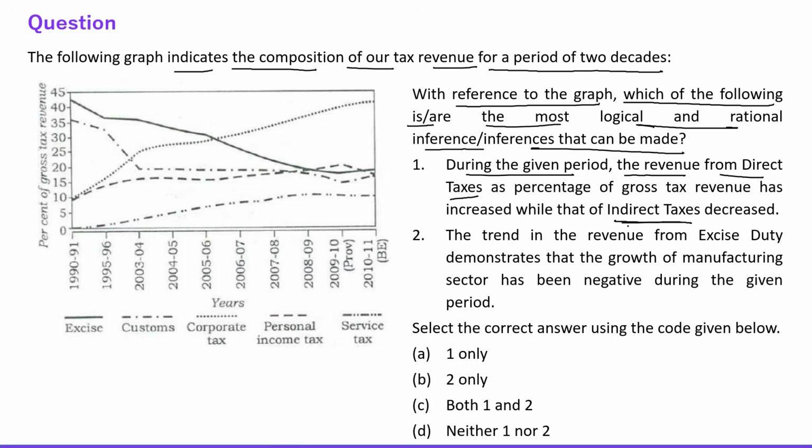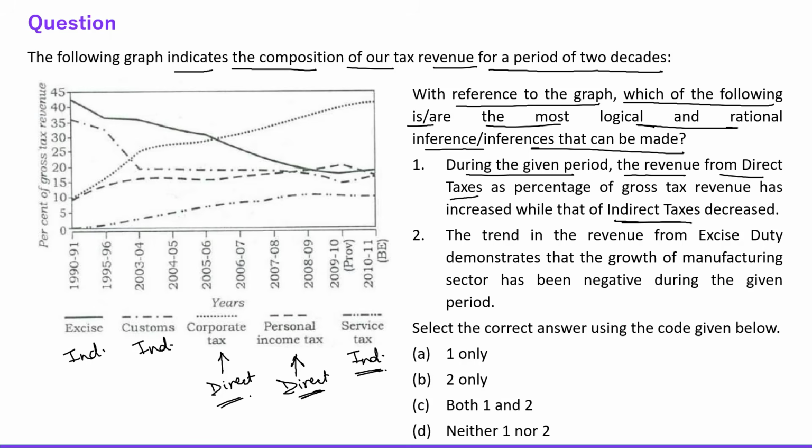So friends, direct taxes are what? Direct taxes are income tax and corporate tax. These are the direct taxes. And indirect taxes are customs, excise and service. These are indirect taxes. And these are direct taxes.